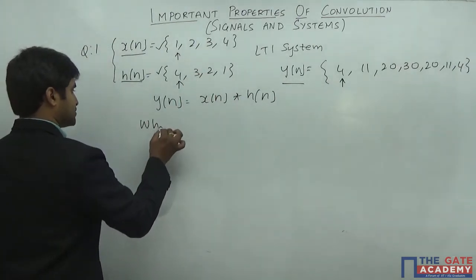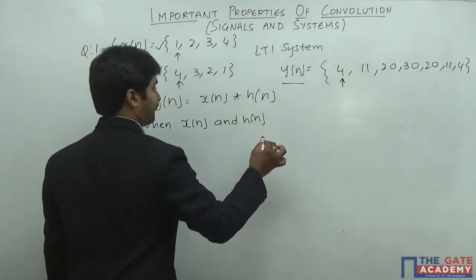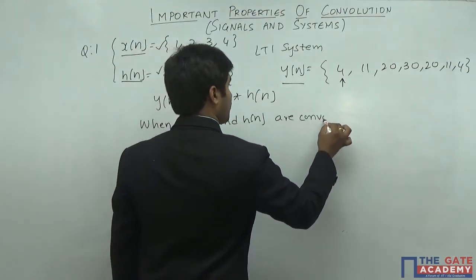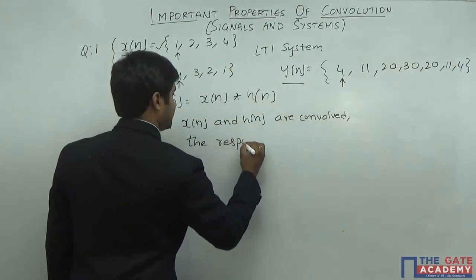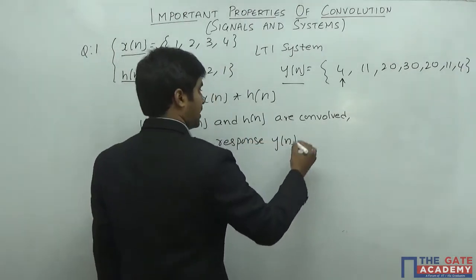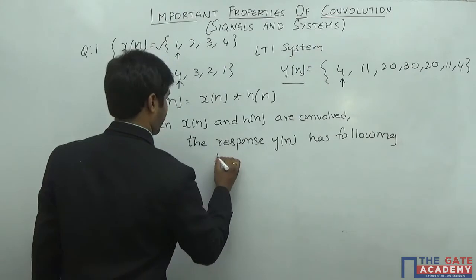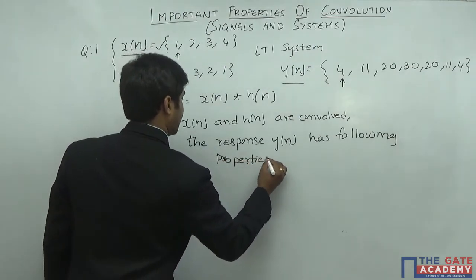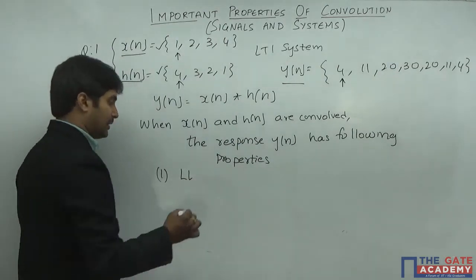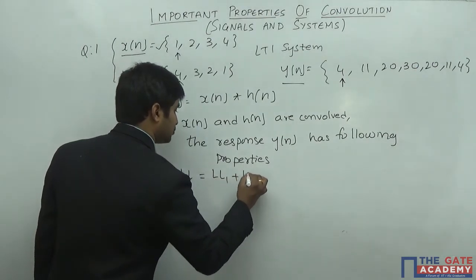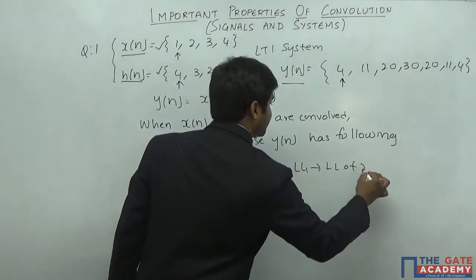The properties are something like this: when x of n, the input, and h of n, the impulse response, are convolved, the response y of n has the following properties. Now what are those properties? Number one, the lower limit of y of n will be equal to LL1 plus LL2. What is LL1? LL1 is the lower limit of x of n.